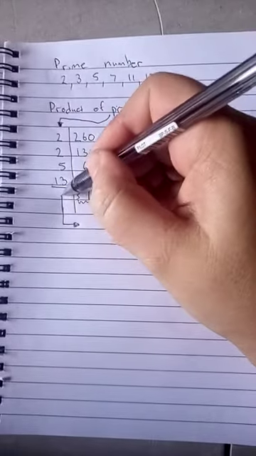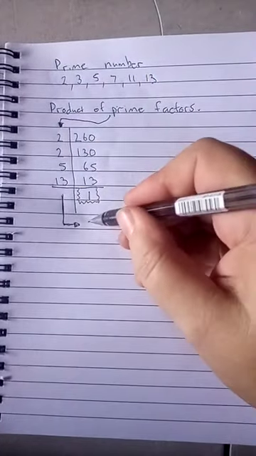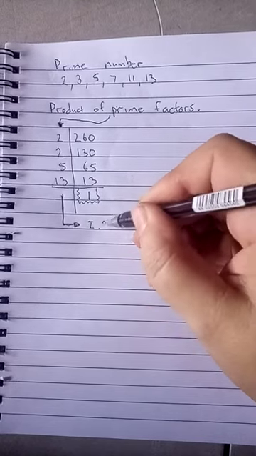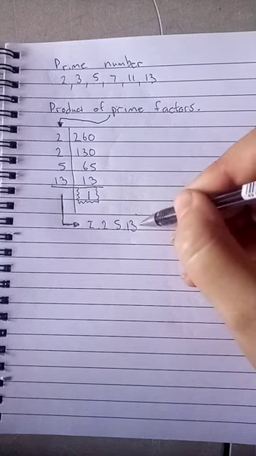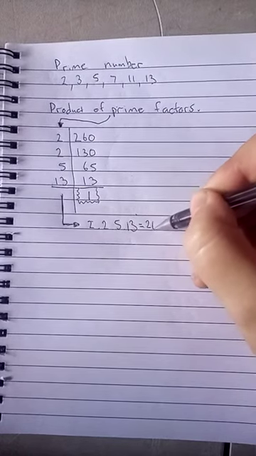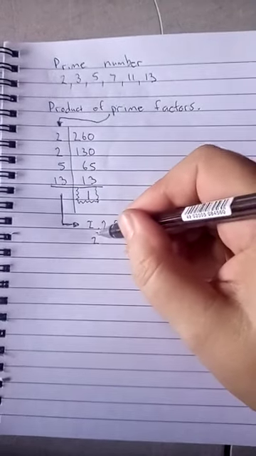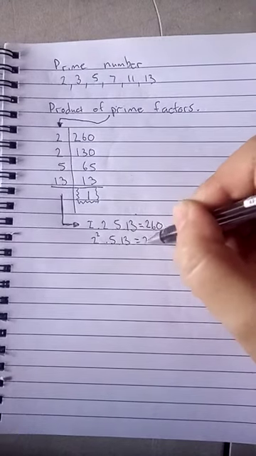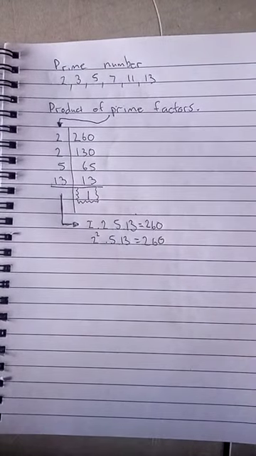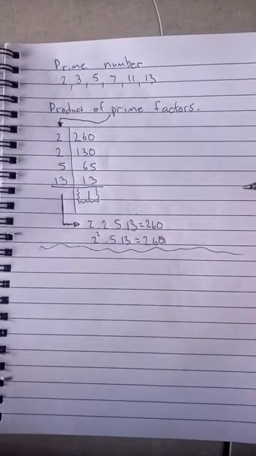So our answer is, we look at all of these numbers. All the prime numbers we wrote down, we say it's 2 times 2 times 5 times 13 equals 260. This we can also write as 2 squared times 5 times 13 equals 260. Right, so that is writing it as a product of its prime factors.